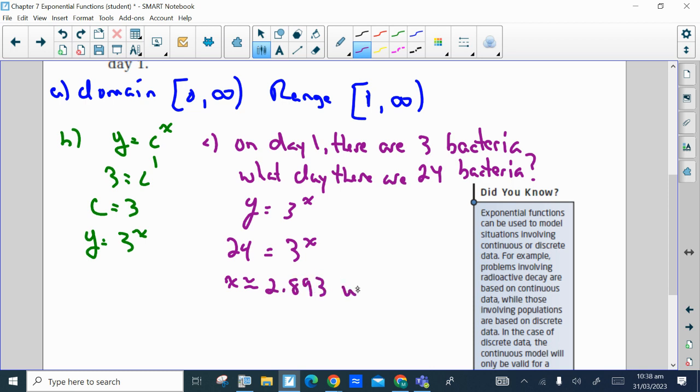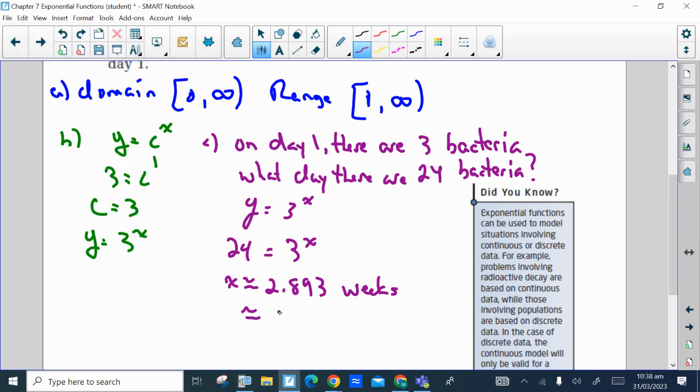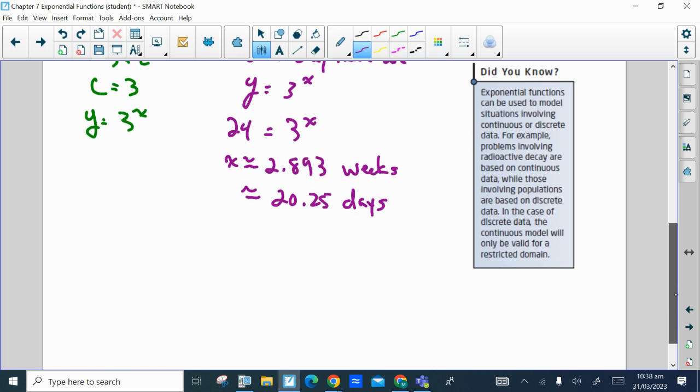And this is how many weeks. The question wants to know how many days. So if we take that number and multiply by 7, approximately 20.25 days. That's how long it'll take for there to be 24 bacteria, which is 8 times the amount on day 1. Okay?